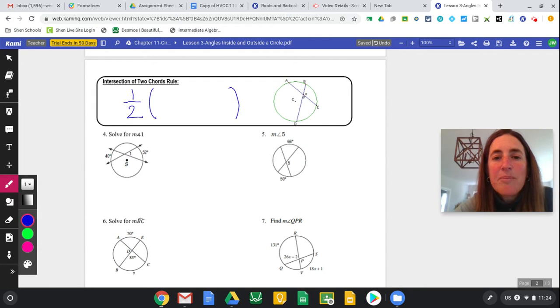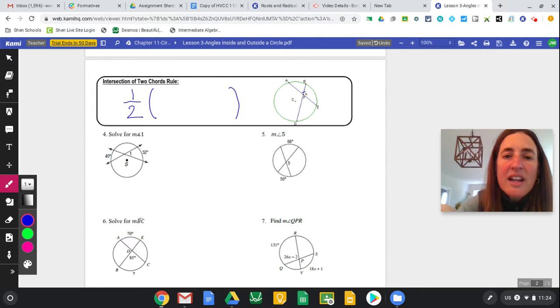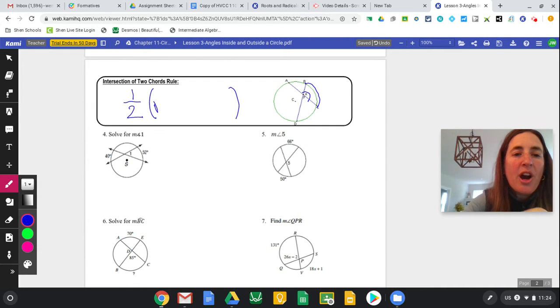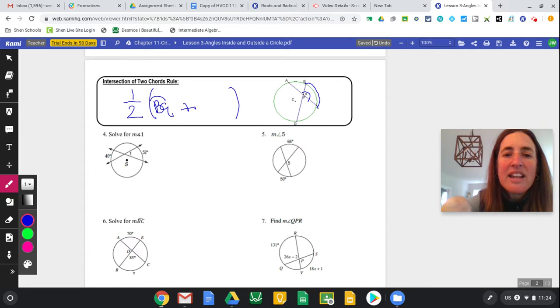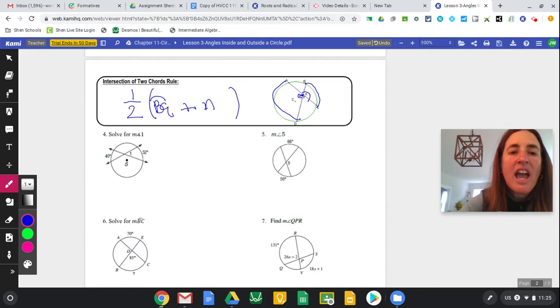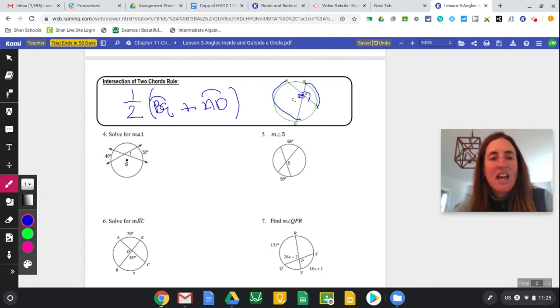But this time, say I'm trying to find this angle X here. Well, I'm going to add up its 2 arcs, BE, and I'm going to add its other arc on the other side. Because remember, these guys are vertical. So there's another arc over here, AD, that I'm going to add together. So it's half the sum of the 2 arcs. When 2 chords cross in a circle, it's half the sum of the 2 arcs it intercepts.